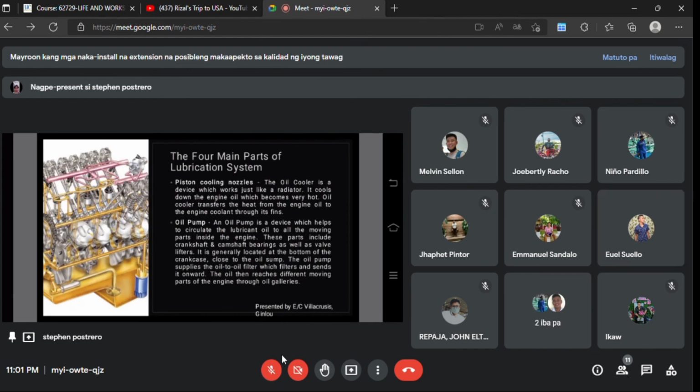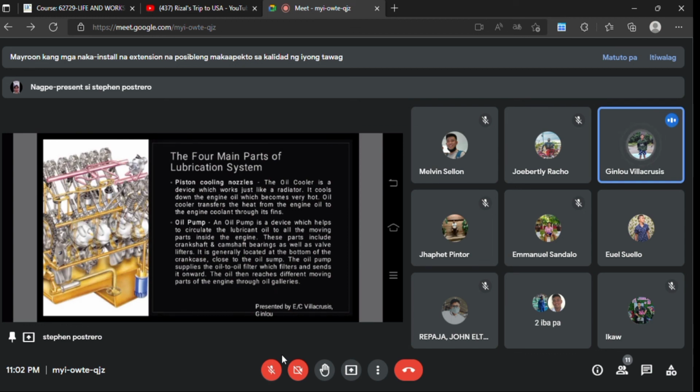So, the four main parts of the lubrication system. Oil cooler. The oil cooler is a device which works just like a radiator. It cools down the engine oil, which becomes very hot. The oil cooler transfers the heat from the engine oil to the engine coolant.